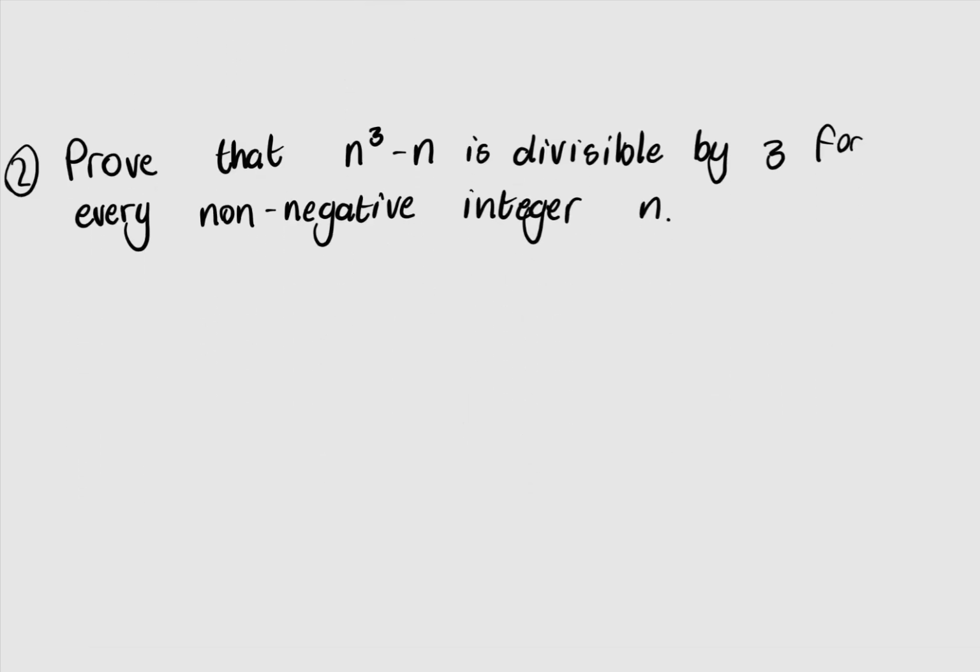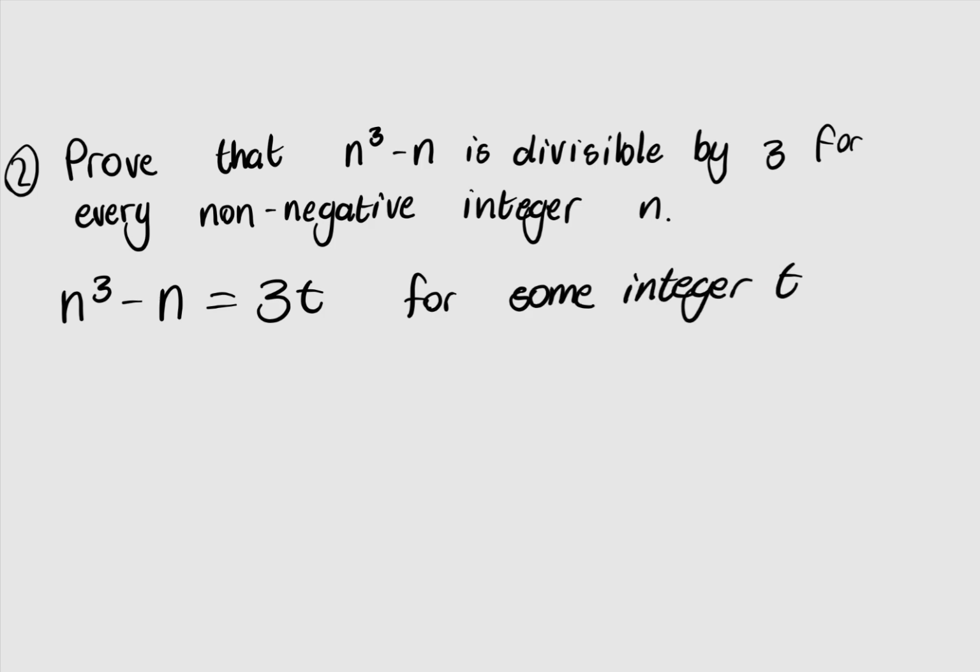Question 2: prove that n to the power of 3 minus n is divisible by 3 for every non-negative integer n. So let's just write that in a different way. Let's first think about what it means to be divisible by 3. It means that n cubed minus n can be written as 3 multiplied by t for some integer t. Right? For some integer t, that means there's some integer t that can be multiplied by 3 that will give us this.